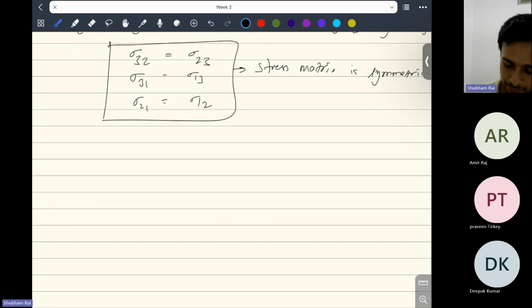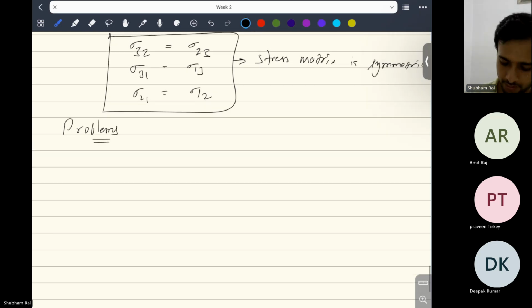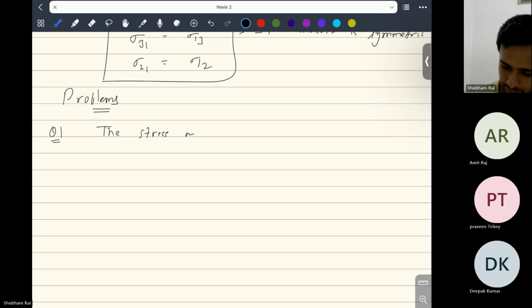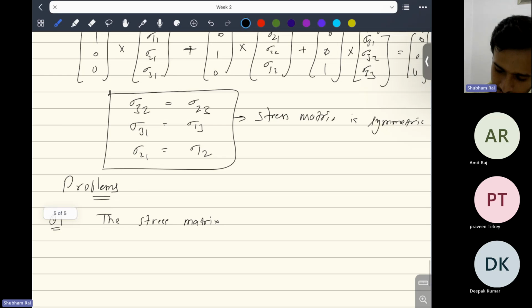So now let's go to the problem. Question one says, we have to attempt this. Stress matrix. Please, the stress matrix is symmetric even if the body is in acceleration or there is presence of body force.